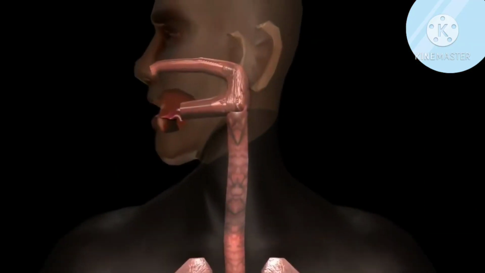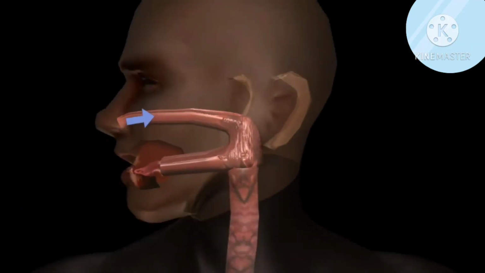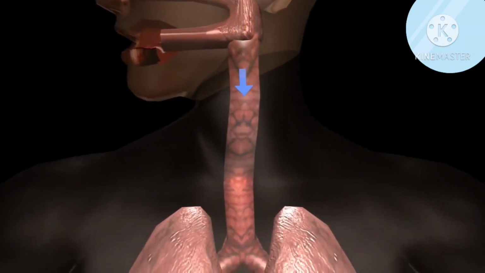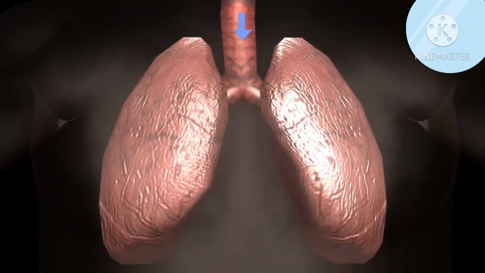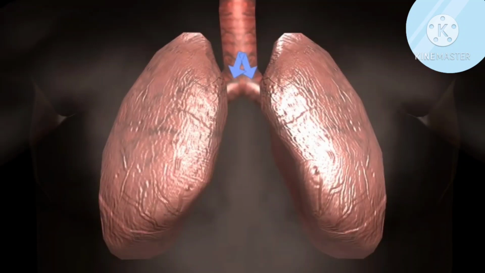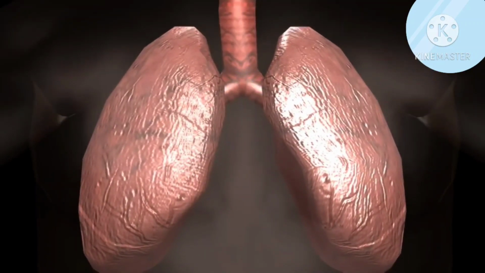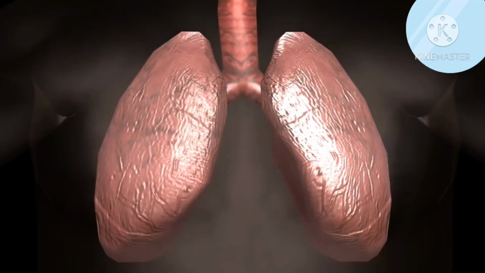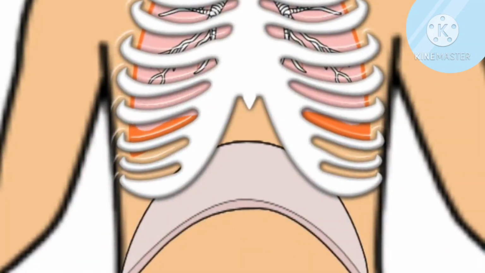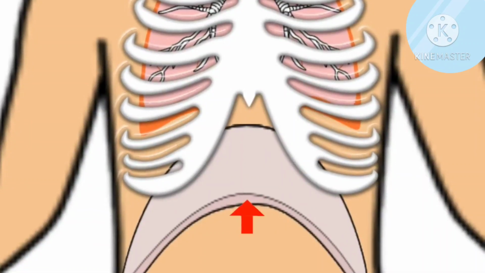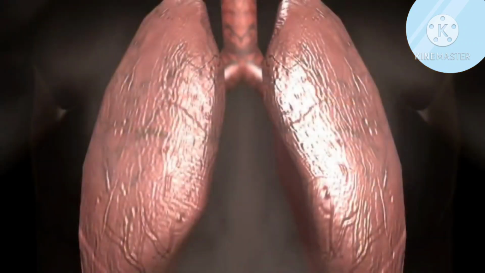Air enters our body through the nostrils of our nose. Then the air travels through a pipe called windpipe or trachea. The air enters the two branches of the pipe, which are called bronchi. Then finally the air goes to the lungs and inflates the lungs. So this is inhalation.